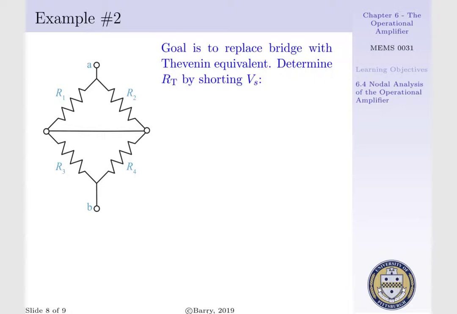And to do such, we short our voltage source within the bridge and determine the equivalent resistance between terminals A and B. We recognize that R1 and R2 exist in a parallel configuration, and R3 and R4 exist in parallel configuration. The equivalent of R1 and R2 is in series with the equivalent of R3 and R4, such that our Thevenin resistance is equal to R1 times R2 over R1 plus R2, plus R3 times R4 over R3 plus R4.